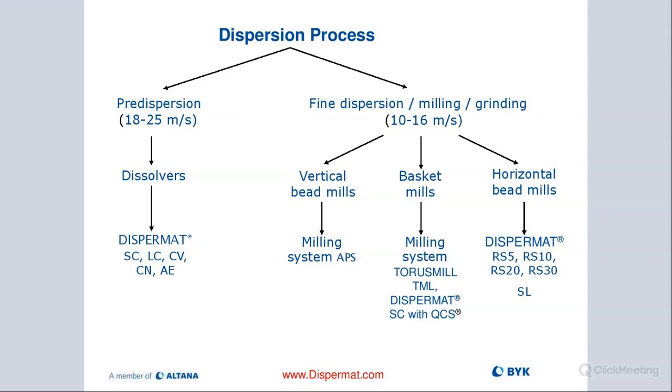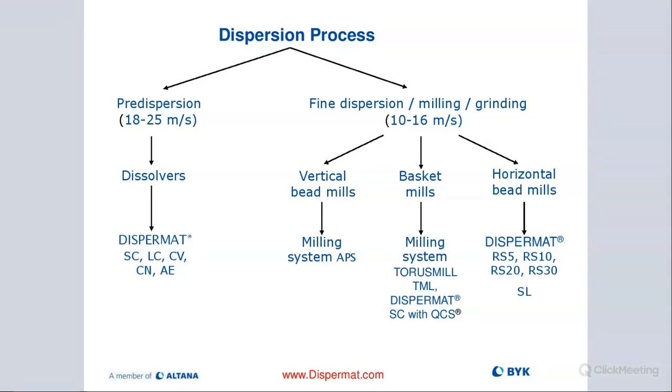So the dispersion process in a nutshell, like I said earlier, is always 2 steps. The first step is the pre-dispersion process. The critical tip speed window is 18 to 25 meters per second. We use a blade with our high-speed mixer or dissolver. We have different series of Dispermats: SC, LC, CV, CNAE. We'll talk a little bit about the different selections we have.